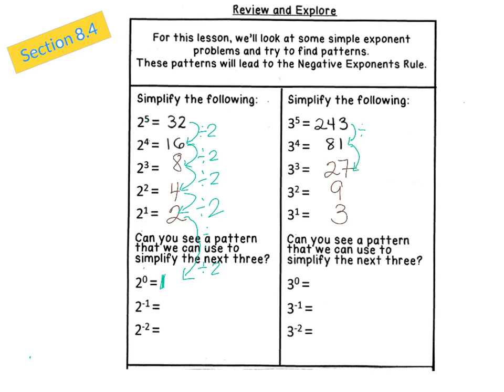It is that we're dividing by 3 each time. Which should make sense because we're decreasing how many times we're multiplying by 3. So if that holds true, then that would mean that 3 to the 0 is 1. And that is the definition of the 0 exponent. Any number raised to the 0 power is 1.